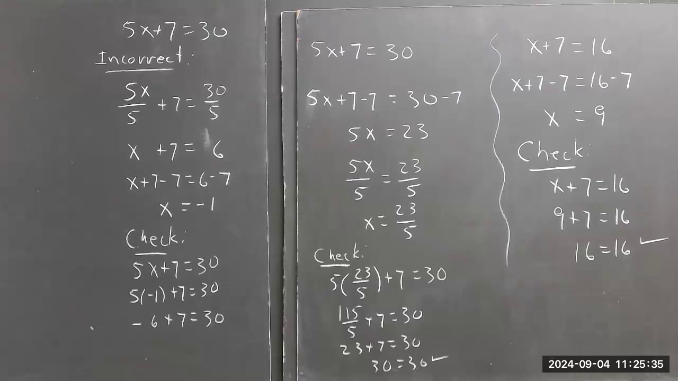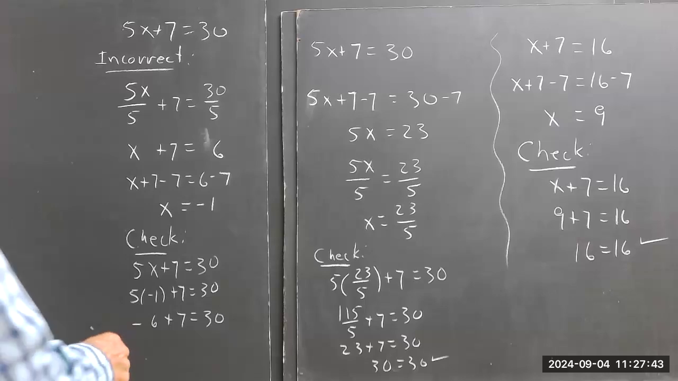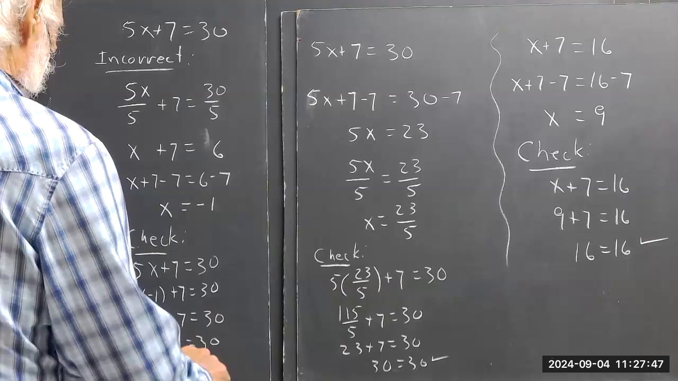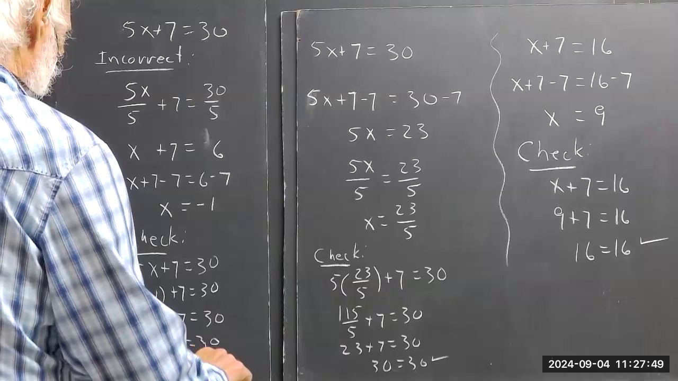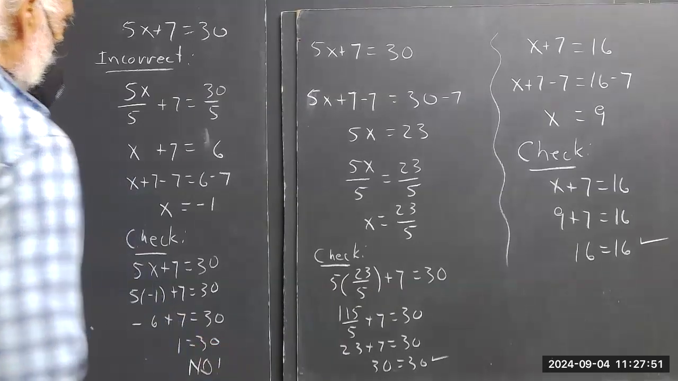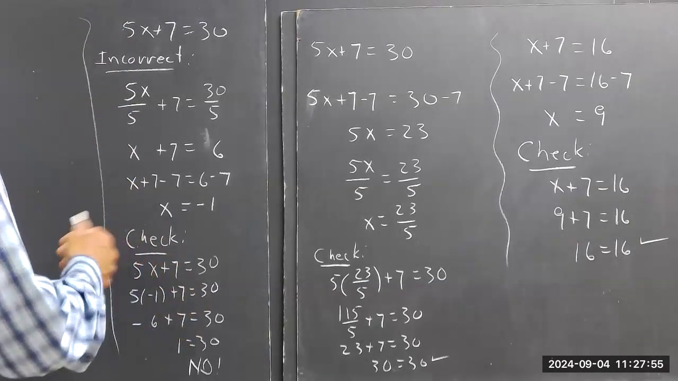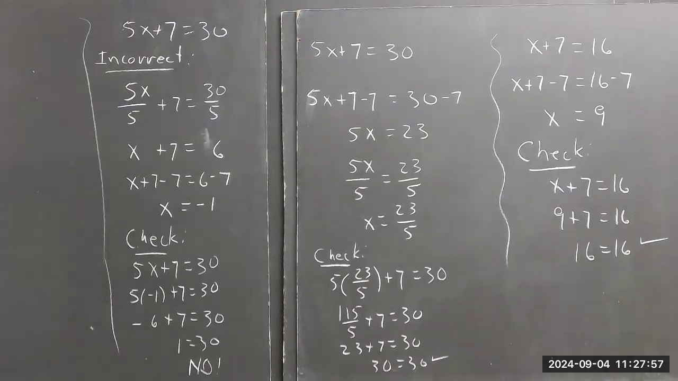So let me pause for a second and answer the question. Okay, so we have -6 plus 7 equals 30. You're not getting 30 out of that. You add -6 and 7, you get 1 equals 30. And I'll say no. That doesn't work. So that solution's incorrect.